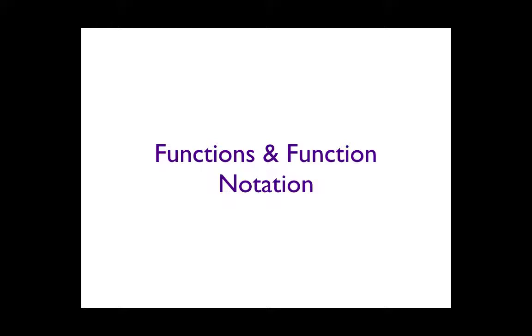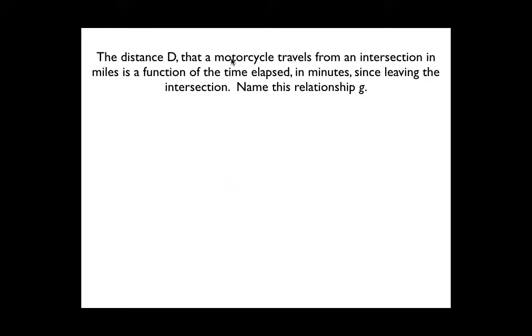So, suppose that the distance d that a motorcycle travels from an intersection, measured in miles, is a function of elapsed time, measured in minutes, relative to since leaving the intersection. And this relationship is called g. So g is the relationship between time and distance. Distance is something that we're measuring in miles, and time is something that we're measuring in minutes. And there's a relationship between those two in this situation.